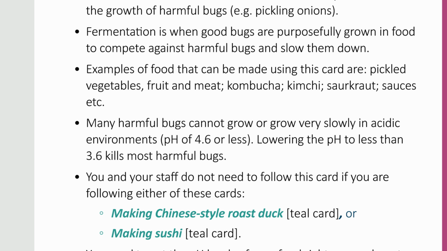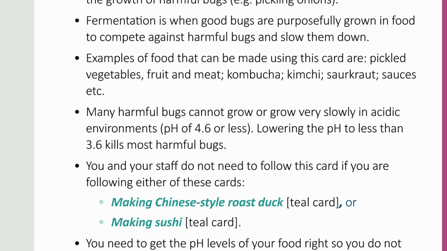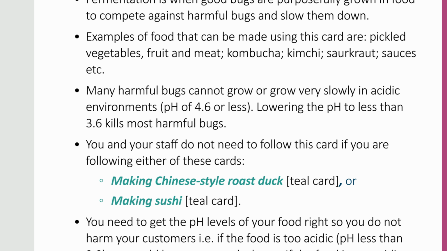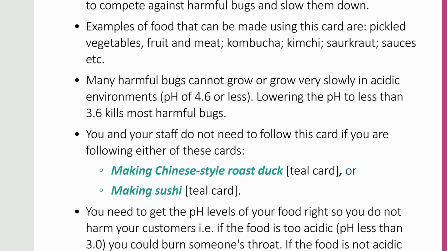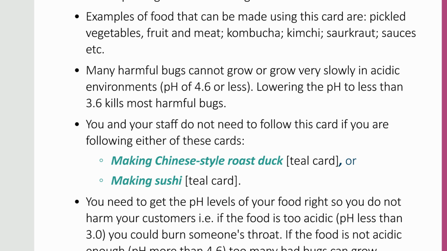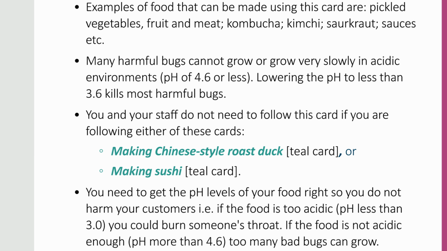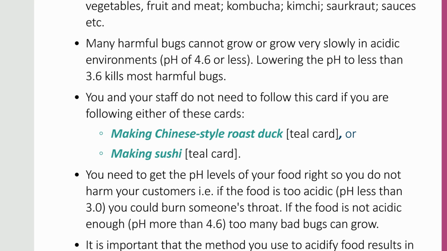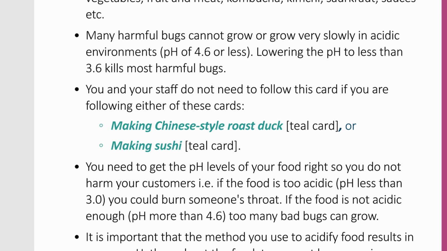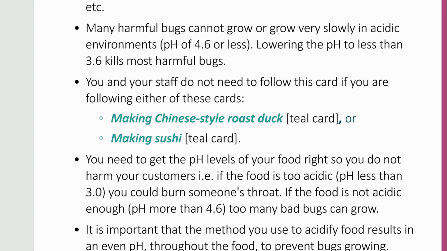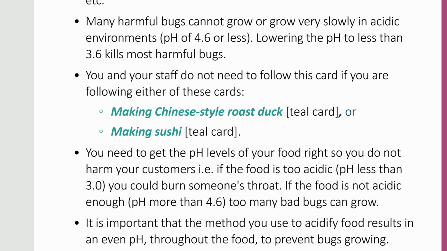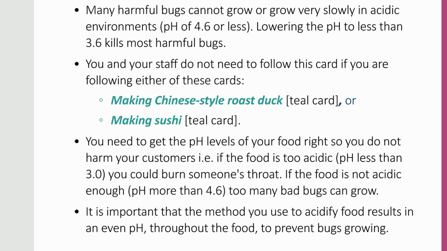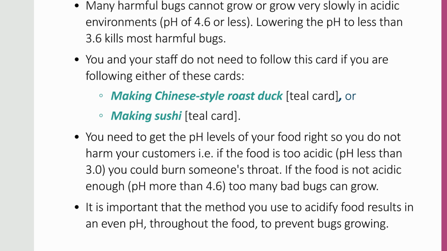You and your staff do not need to follow this card if you are following either of these cards: the Making Chinese-style roast duck card or the Making sushi card. You need to get the pH levels of your food right so you do not harm your customers. That is, if the food is too acidic, pH less than 3.0, you could burn someone's throat. If the food is not acidic enough, pH more than 4.6, too many bad bugs can grow.